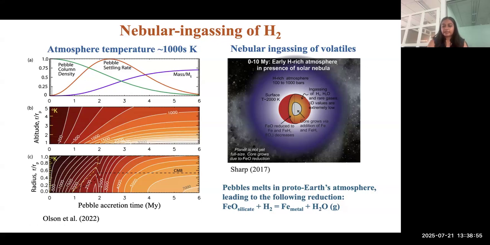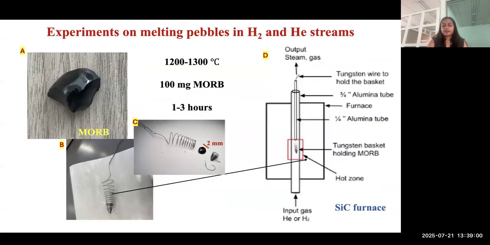Now, this is a planet-scale, very big process. I have conducted laboratory experiments to replicate that process at 1 atm. This is a very simple experiment. I used a silicon carbide furnace, shown as a schematic in figure D, and started with MORB from the East Pacific Rise, shown in figure A. I heated 100 milligrams of MORB for 1 to 3 hours at 1200 to 1300 degrees C.